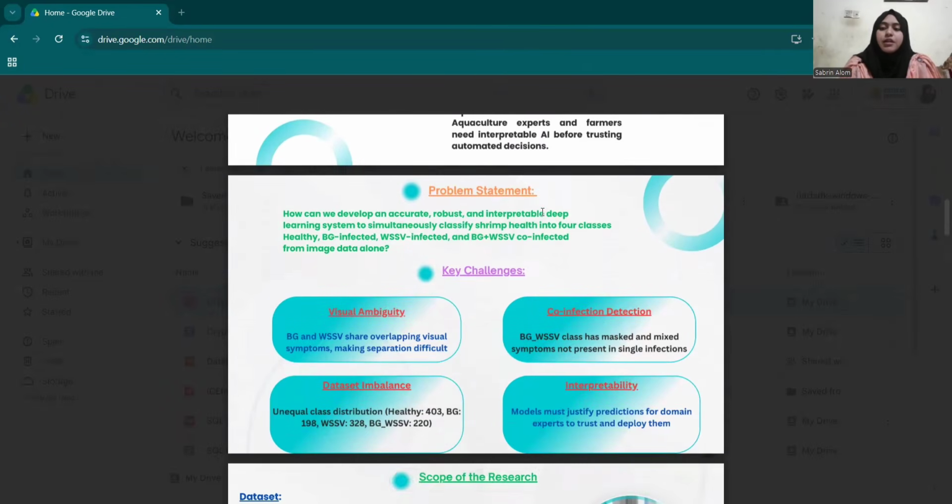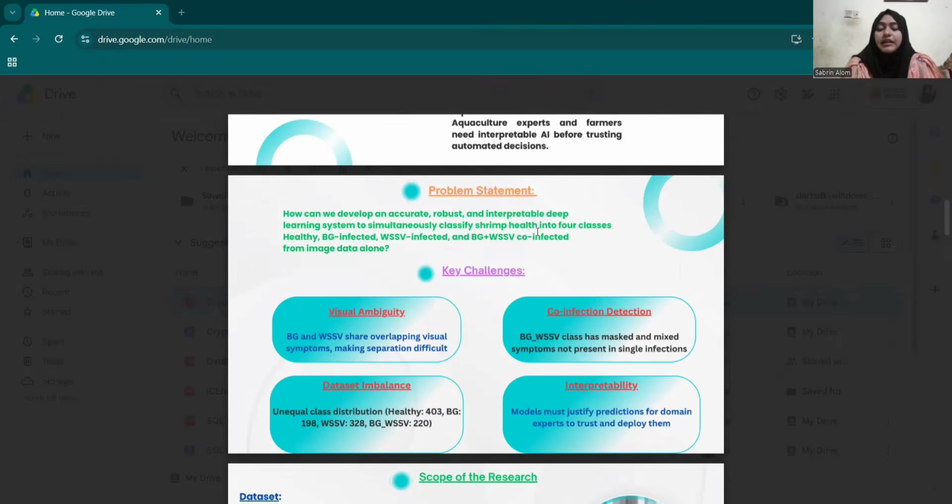The next slide is slide number 4, the problem statement. How can we develop an accurate, robust, and interpretable deep learning system to simultaneously classify shrimp health into four classes: healthy, BG infected, WSSV infected, and BG with WSSV co-infected, from image data alone?